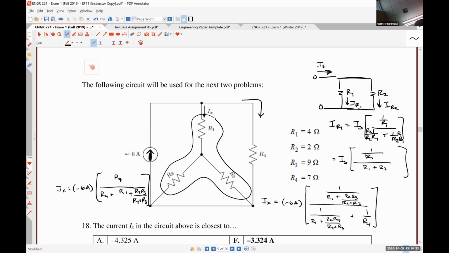R1 plus R2 over R1 times R2. I have a common factor, so I have 1 over R1 in the numerator and a 1 over R1 in the denominator as well. I'm running out of space here, so this is going to look like IS. When I divide by a fraction, it's multiplying by the reciprocal, R2 over R1 plus R2.